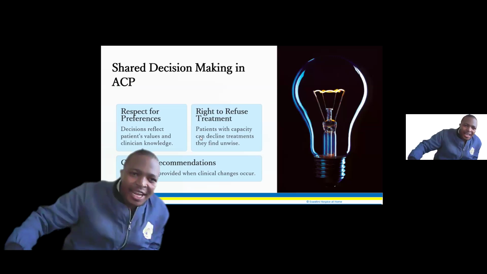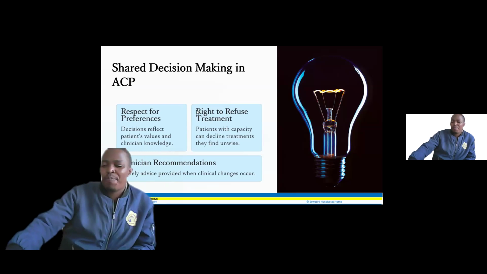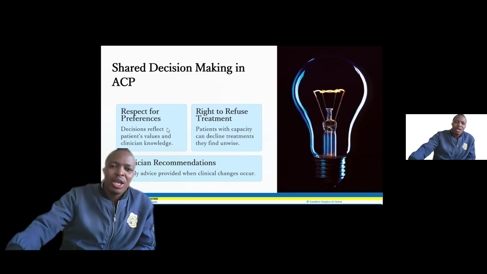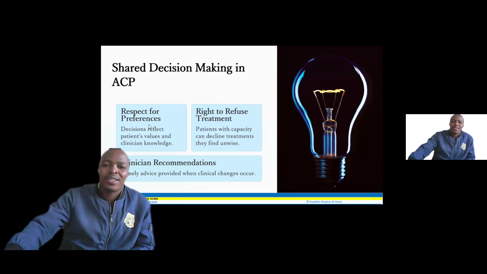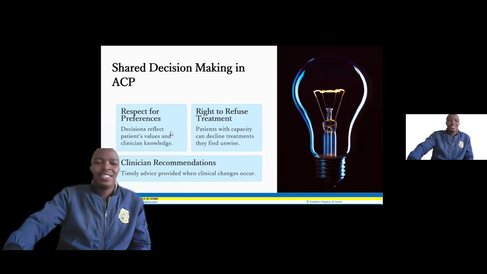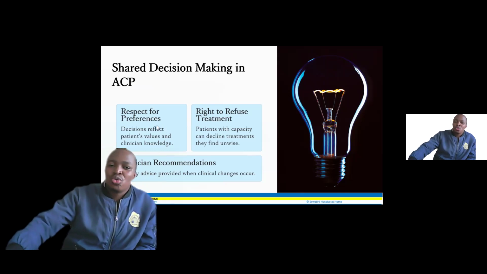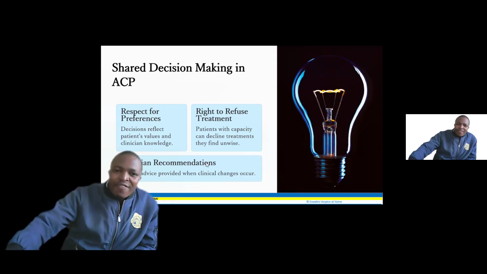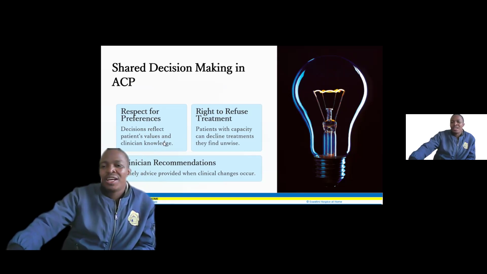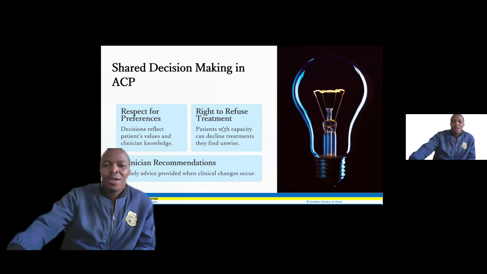Okay. And then shared decision making and ACPs involve respect for preferences. We need to respect the decisions that the patients have made, even if it's against your values, your ethics, or the family's values and ethics. If it's for the patient, we need to respect that, and we need to educate the families that, black on white, we need to respect the patient's preferences. So decisions reflect the patient's values and the clinician's knowledge. Whatever the patient decides, it's based on what? It's based on the patient's values and the information she or he was provided by the clinician. For that reason, you need to be honest and knowledgeable about the topic you're discussing with your patient.